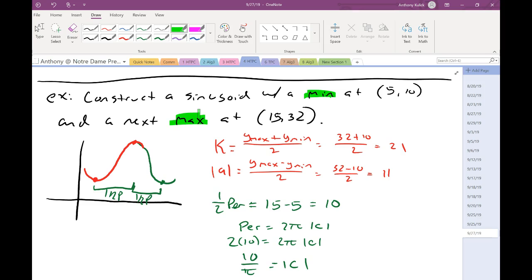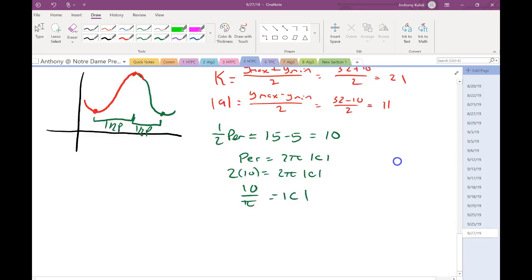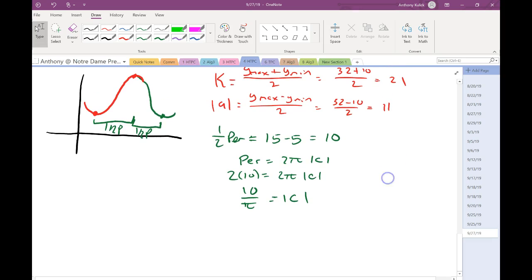Just like our rule for picking cosine before depended on where the maximum was on the graph, if the maximum was crossing the y-axis, when we looked at the graphs, that told us cosine. If we're talking about maximums here, we're going to use cosine here as well. Okay? So when you think maxes and mins, think cosine. When you think midlines, think sine. Okay. So I have two choices here.